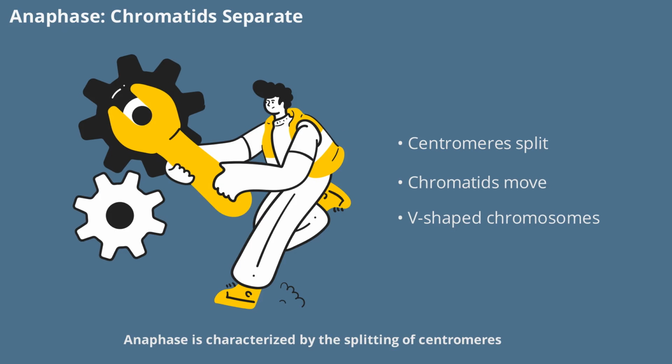Anaphase is characterized by the splitting of centromeres, separating paired chromatids. These chromatids, now termed chromosomes, move toward opposite poles of the cell. The chromosomes appear V-shaped as their arms are dragged toward the poles, ensuring each new cell receives a complete set.